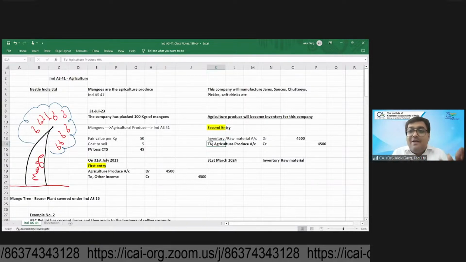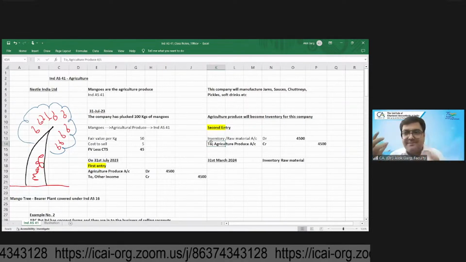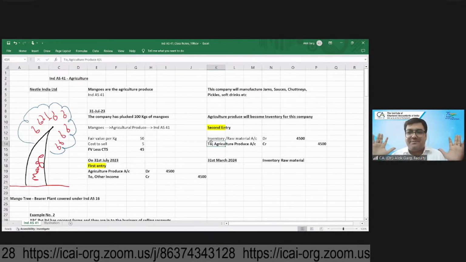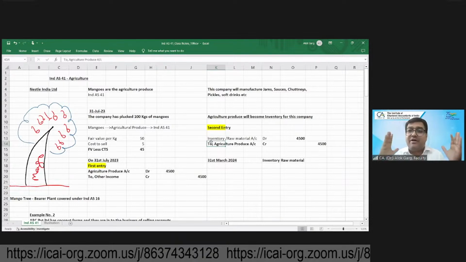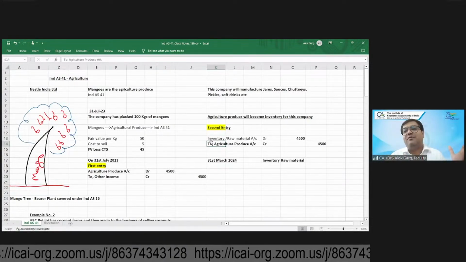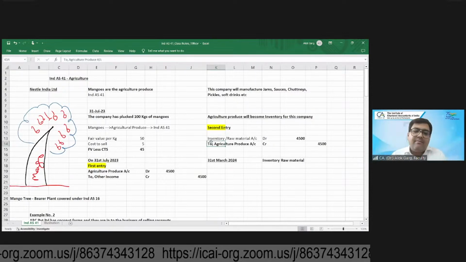So friends, for biological asset, there is an initial measurement as well as subsequent measurement. But for agriculture produce, there is nothing called as a subsequent measurement. Why? Because on the date of initial measurement, it has to be transferred to inventory after getting measured as per Ind AS 41.